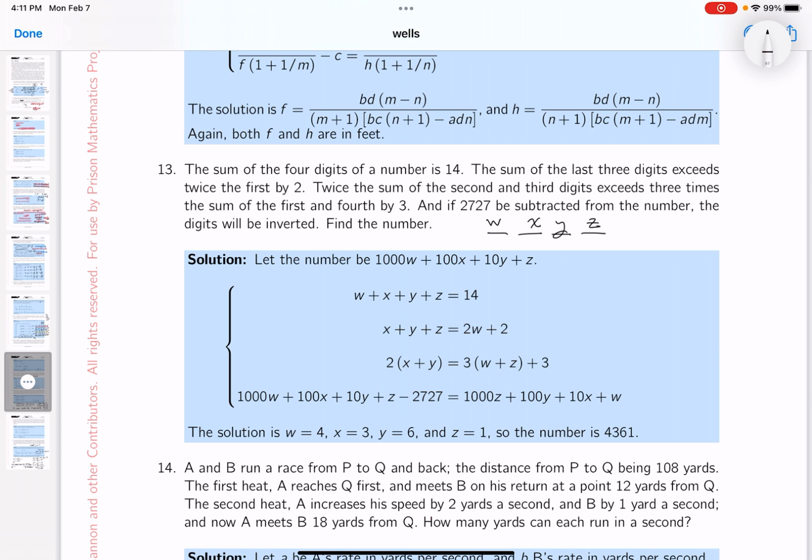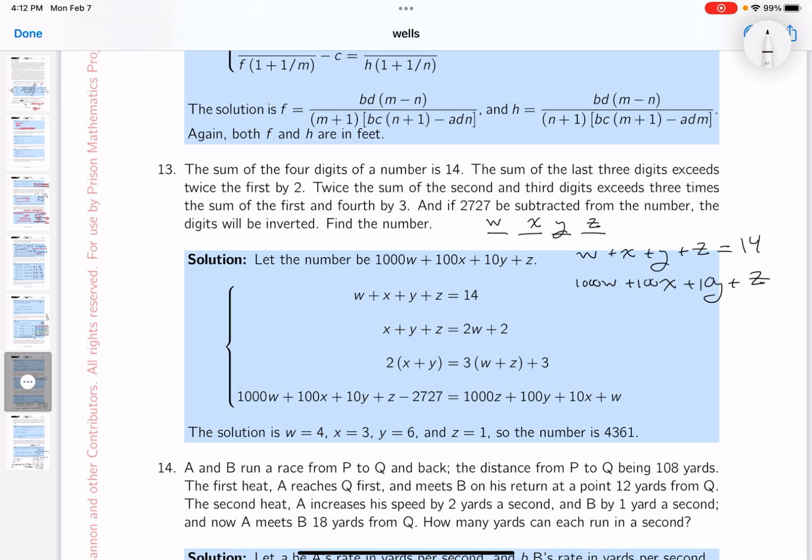All right, so sum of the digits, let's write this down. W plus X plus Y plus Z equals 14. I also want to claim the number is 1000W plus 100X plus 10Y plus Z. That's what the number is, all right?